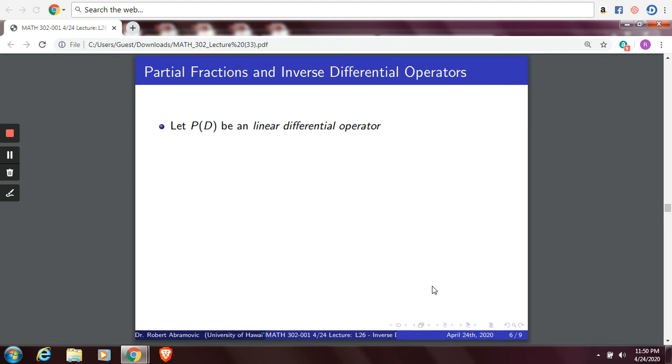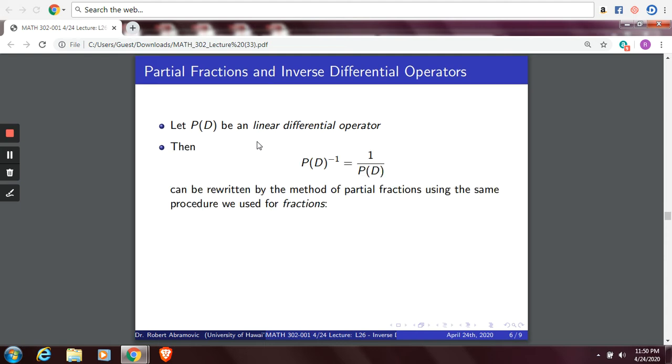Partial fractions and inverse differential operators. P of D is a linear differential operator, that means a polynomial operator. P of D inverse is 1 over P of D. This can be written using the method of partial fractions, the same procedure that we used for fractions.